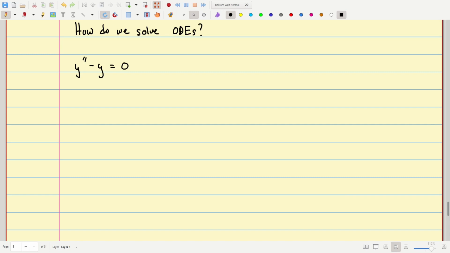And the idea is that we're going to make the assumption that the solution to our differential equation looks like a power series. I am going to differentiate the power series so that I can plug that expression into the differential equation.